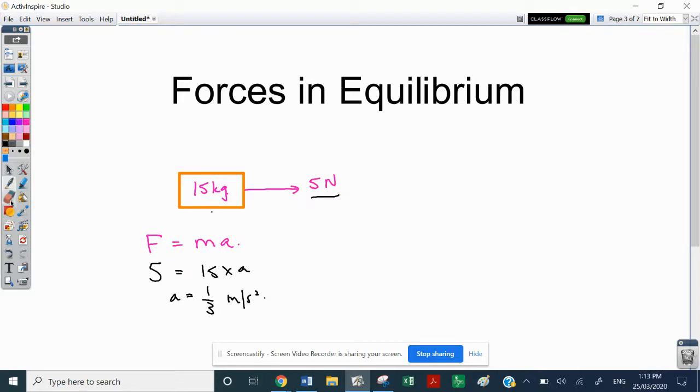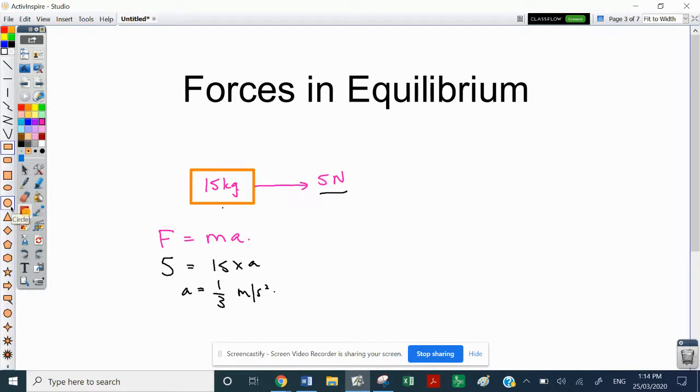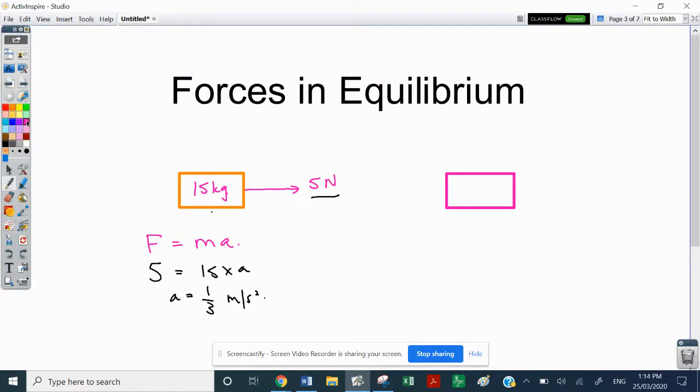Today, however, we're going to have a look at forces that are in equilibrium. So here we've got an object, and equilibrium means the forces on the object do not cause acceleration. In other words, they are balanced. So if that is, let's go again, a 15 kilogram object, and this is a 5 Newton force here, then we need a second force in the exact opposite direction to balance that force. And that means the sum of those forces is equal to 0.